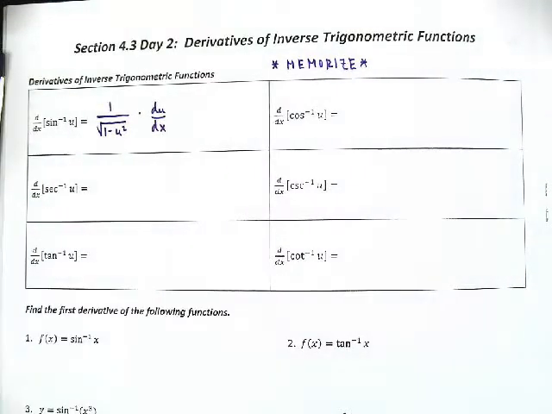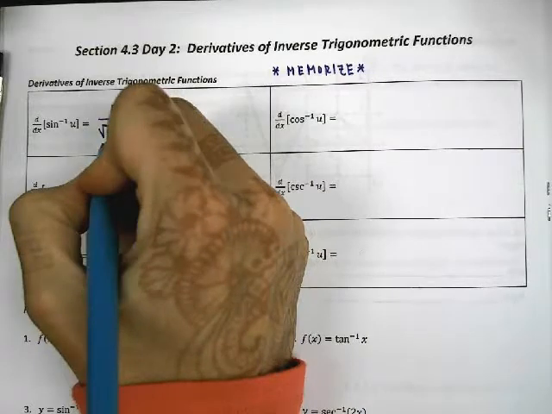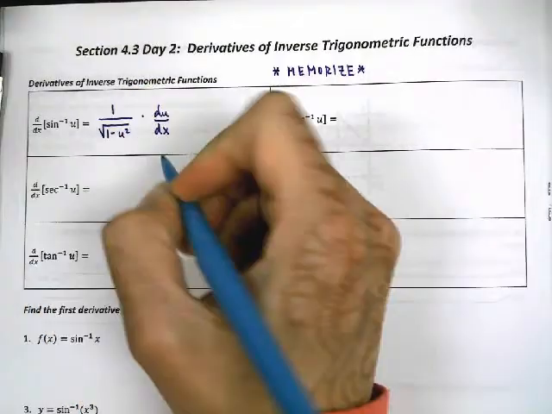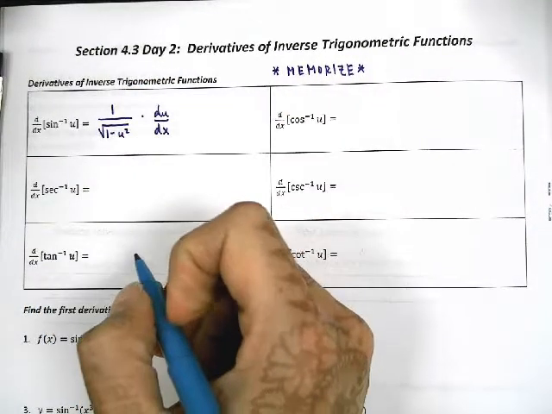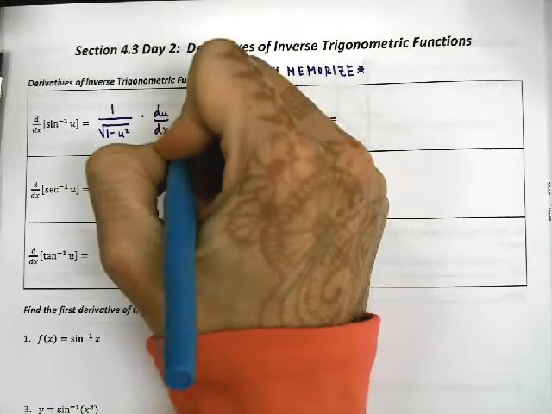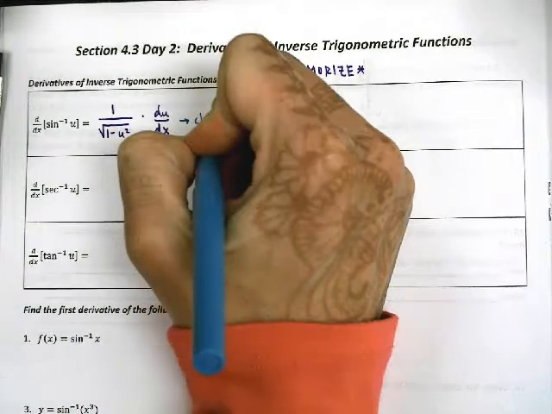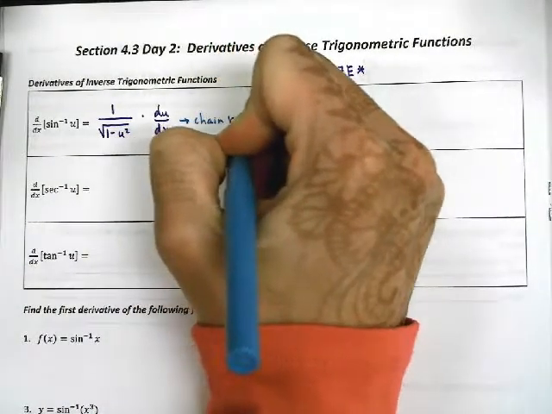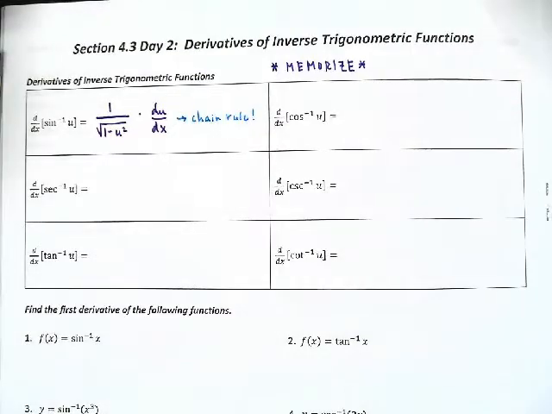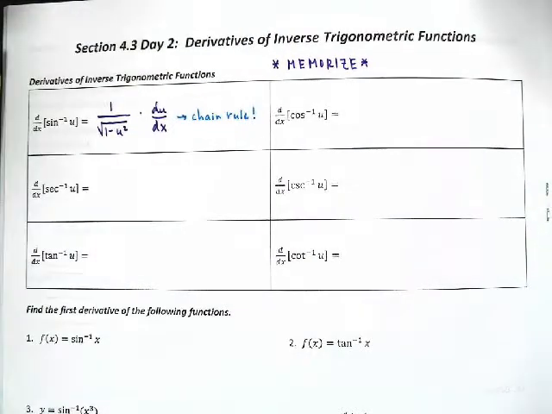Now, what I want you to realize, this I know looks a little confusing, this is the derivative right here, the 1 over the square root of 1 minus u squared. This times du dx is going to account for any chain rule that we might have in the problem. So we'll look at that more closely when we start to go through some actual examples.